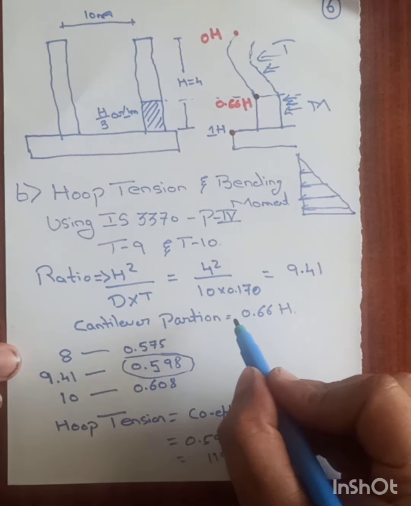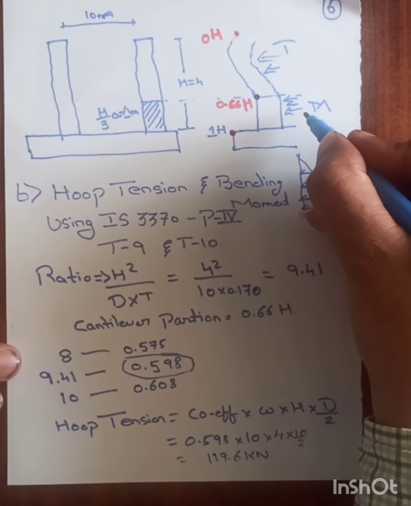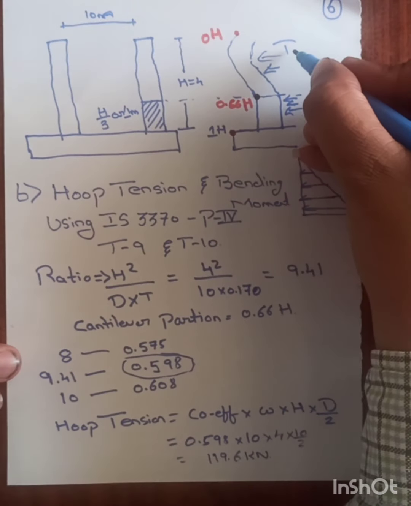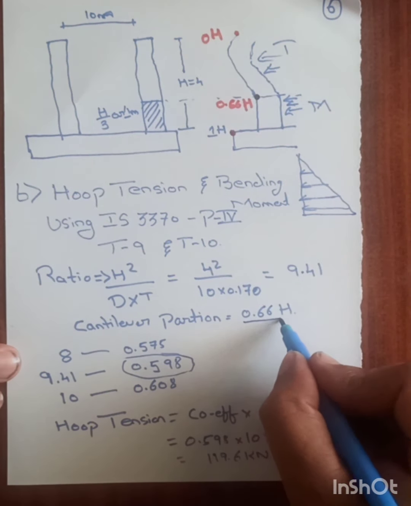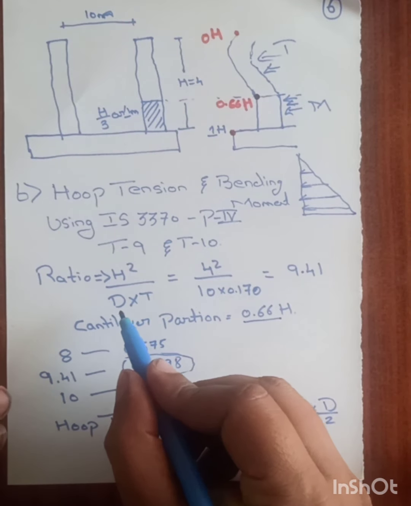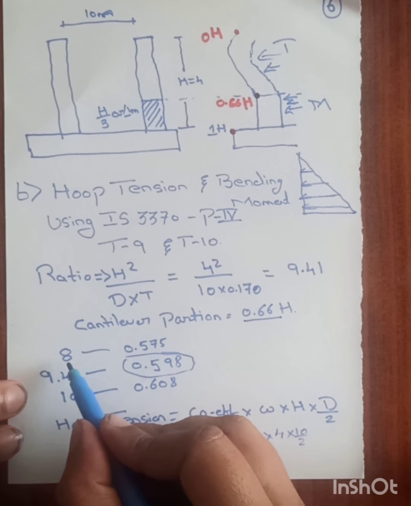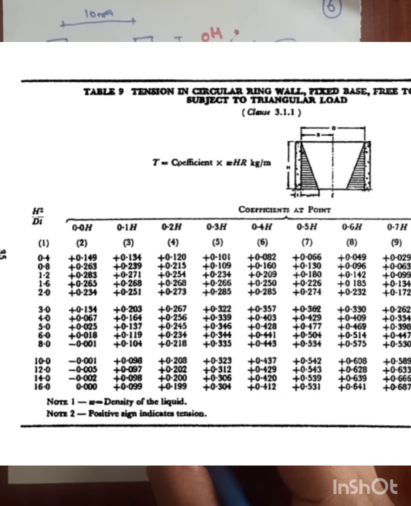So the cantilever portion, that means from here, will be subjected to moment, and this portion will be subjected to tension. So this is 0.66H. Now from the table, for the ratio H square by D into T, for 8, you can have a look in table number 9. For 8 it is 0.575.